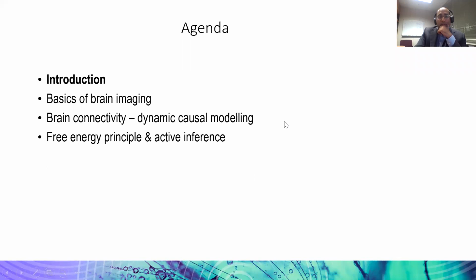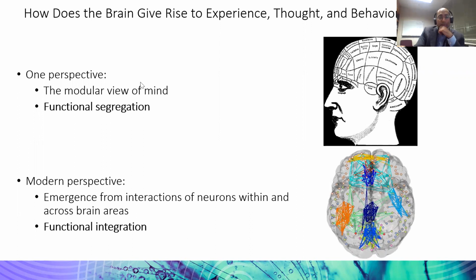So here, what we are talking about is how does the brain give rise to experience, thought, and behavior, or in general, how does consciousness arise from neurons, which are many? There are billions of neurons in the brain, but if you look at them, they are just nothing but chemicals, for example, the interaction of potassium and magnesium and so on. So how does consciousness arise from this? One perspective is that this arises from the interaction of these neurons. And this is what we call functional integration.